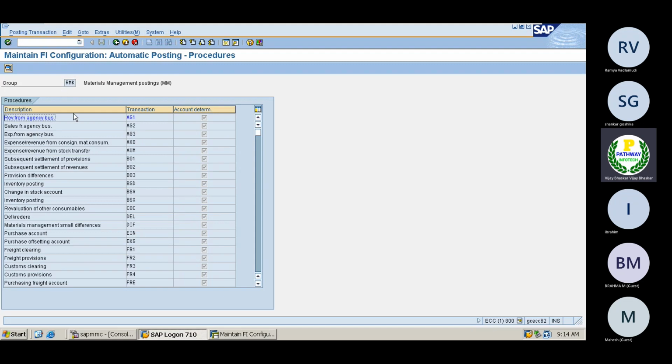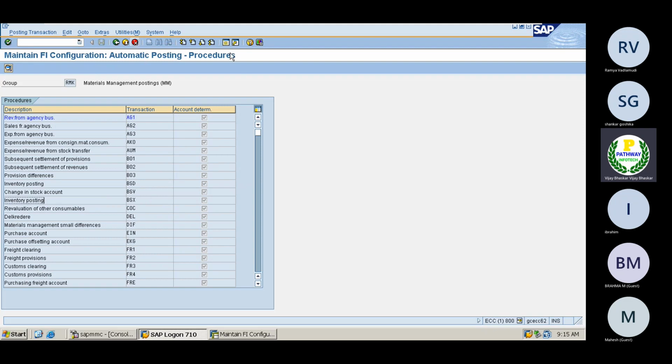Now you can see the transaction keys here. There are many transaction keys. Depending on your business requirement, you need to map your GL accounts here. How can you map the GL accounts? For inventory related transactions, for inventory postings, you can see BSX is the transaction key. Inside of this one we need to map the GL accounts.